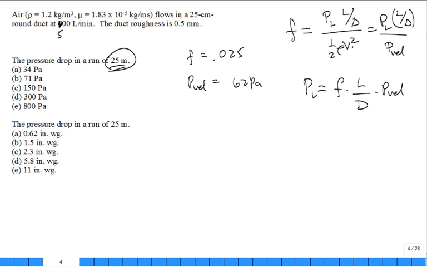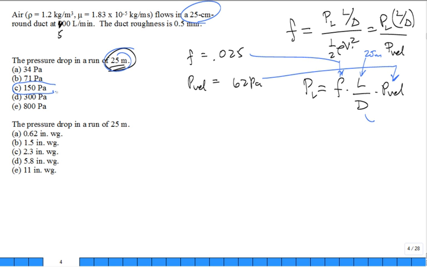So we put in our 0.025. We put in our 62. We have a length of 25 meters, and a diameter given, 25 centimeters. So you calculate it's around 150 Pascal.